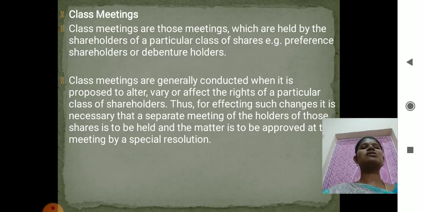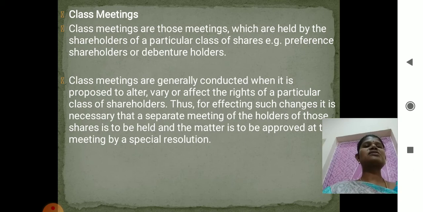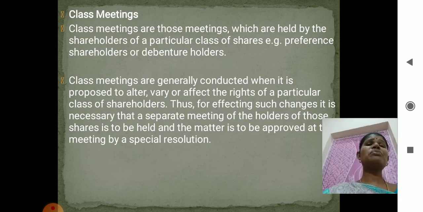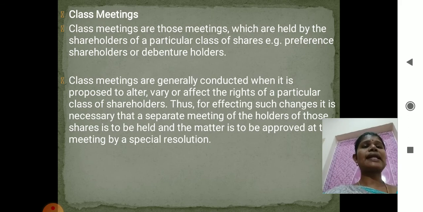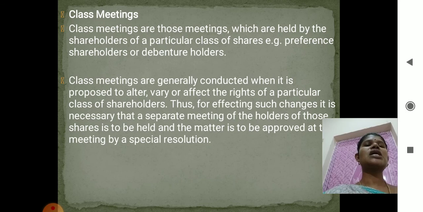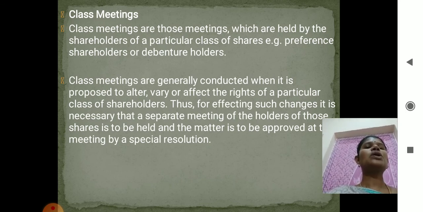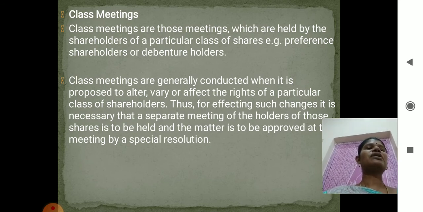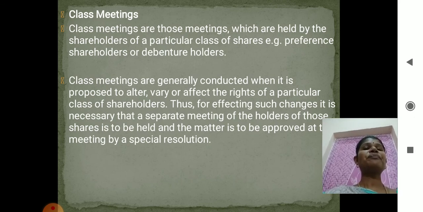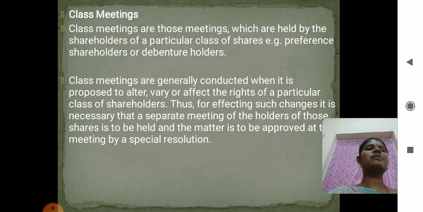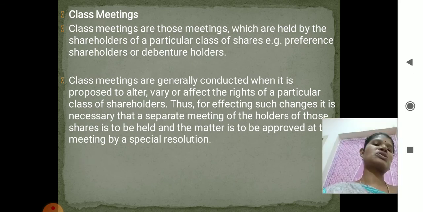And next we are going to study the third classification, class meeting. Class meetings are those meetings which are held by the shareholders of a particular class of shares, for example, preference shareholders or debenture holders. Class meetings are generally conducted when it is proposed to alter, vary or affect the rights of a particular class of shareholders. So to effect such changes, it is necessary that a separate meeting of shareholders of those shares is held, and the matter is approved in the meeting by a special resolution.